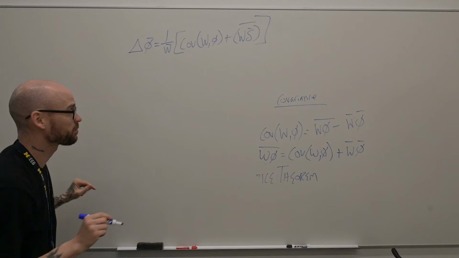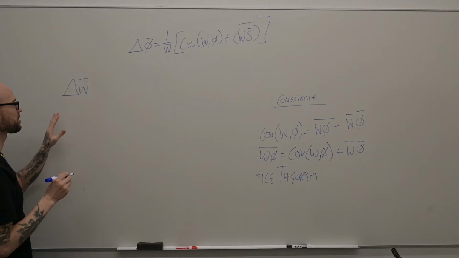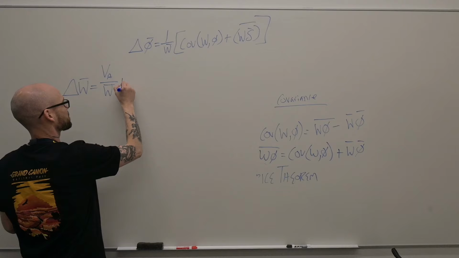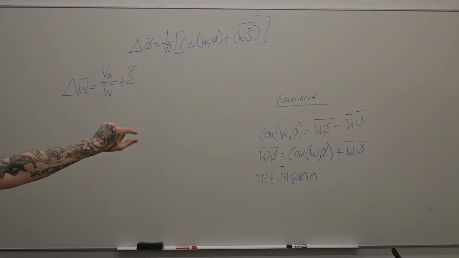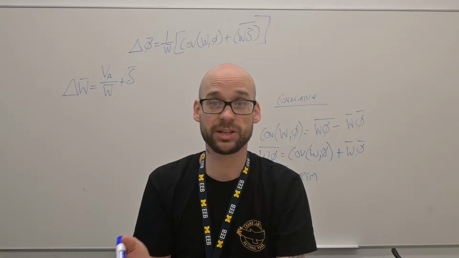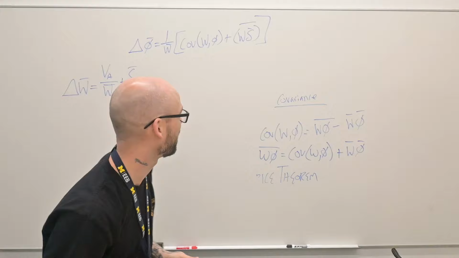So remember, Fisher's theorem is the change in mean population fitness equals the additive genetic variance divided by mean fitness plus some deviation. Okay, so can we get to that from this? One of the things we need to remember is that this trait, this phi, can be anything. Remember we said it can be an allele, a genotype, a phenotype, any kind of complex trait we want. It can even be fitness itself.